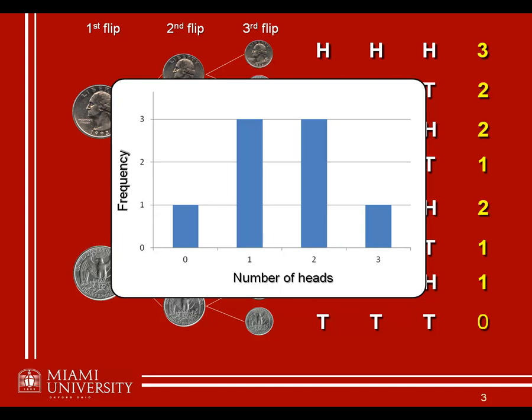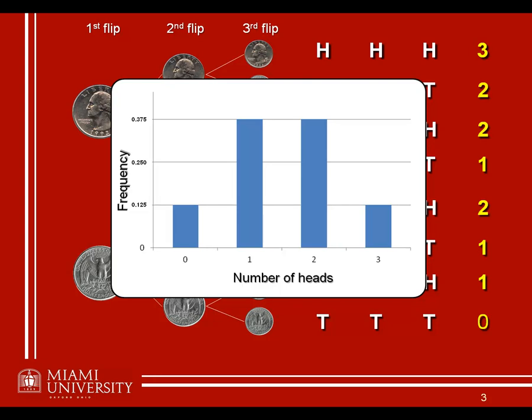Another way to display the data that's in a frequency distribution is to think about the relative frequency. In other words, in terms of all 8 of these outcomes, what proportion or probability or relative frequency of those 8 outcomes am I seeing for each data point? In other words, for each number of heads. And all that's going to do is to change our frequency axis from the actual frequencies, the counts that we're seeing, into the relative frequencies.